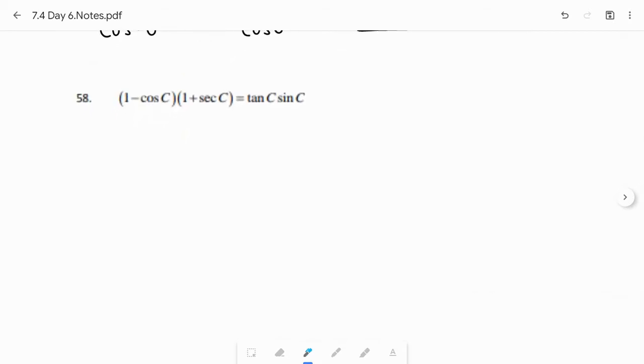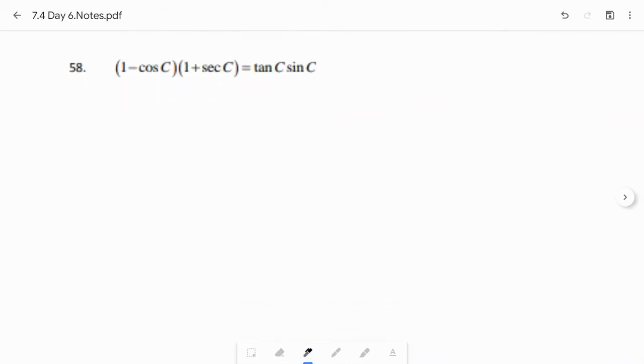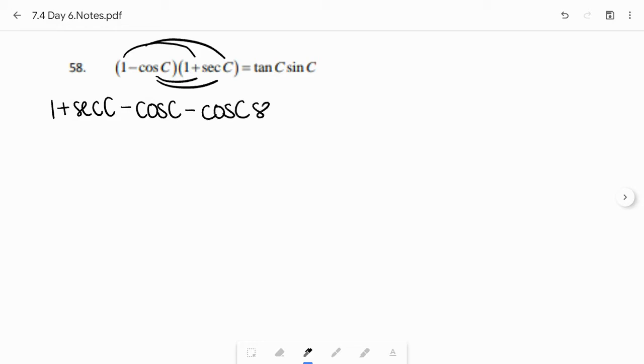Okay, number 58, we have 1 minus cosine of c times 1 plus secant of c is equal to tangent of c, sine of c. So here I can see that the left-hand side is using some addition and subtraction, so that's going to be the more complex side. So the first step I want to do is to FOIL or double distribute. So when I do that, I end up with 1 plus secant c minus cosine of c minus cosine of c times secant of c is equal to tangent c sine c.